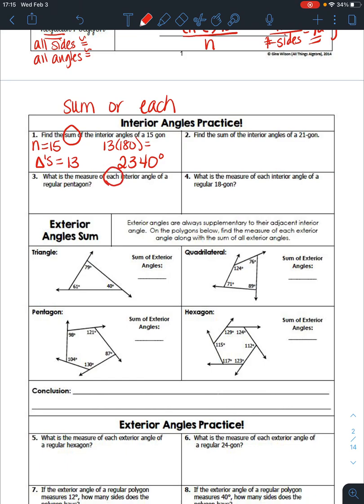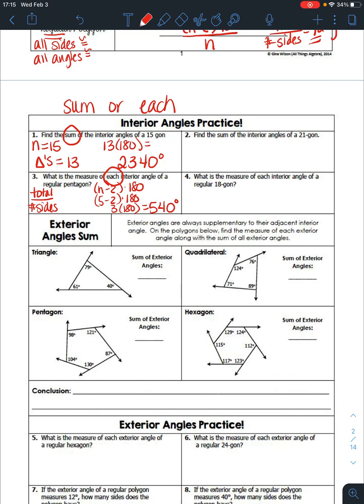What is the measure of each interior angle of a regular pentagon? Well, in order to know that, we need to do the total divided by the number of sides. Well, that means I need to know the total. If you want to use the equation, remember it's n minus 2 times 180. That gives me all of them. So that would be 5 minus 2 times 180, or 3 times 180. I'm writing out all the steps, but you don't have to do that all the time.